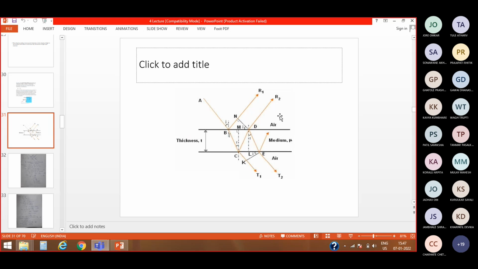So the medium is air above the thin film. The medium is denser in the thin film, and at the last it is again air. So at point E, there is again refraction when the light rays come from point D to E. At point D, some amount of light is reflected, some amount of light is refracted.